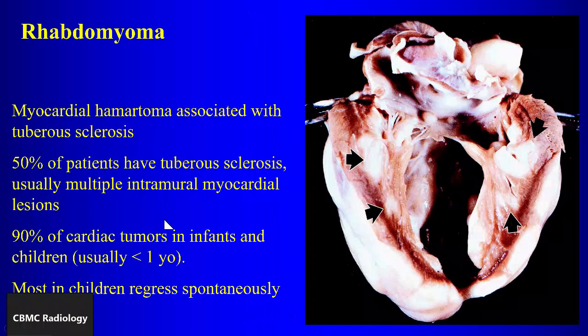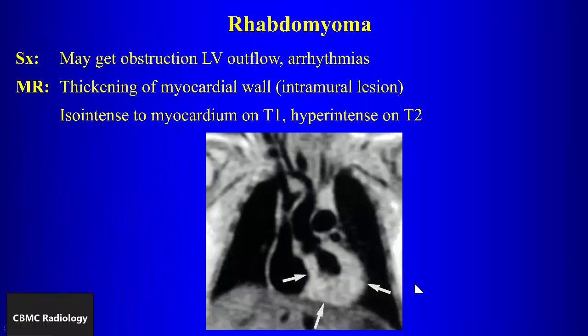So rhabdomyomas, these are really hamartomas that occur within the heart. In signal intensity, they tend to be very close to the myocardium. 50% are associated with tuberous sclerosis, and they can be multiple intramural ones. They make up 90% of cardiac tumors in infants and children, usually less than 1 year of age. In children, they tend to regress spontaneously. So rhabdomyomas show thickening of the myocardial wall, usually an intramural lesion, isointense to myocardium, and can be slightly hyperintense on T2-weighted imaging.